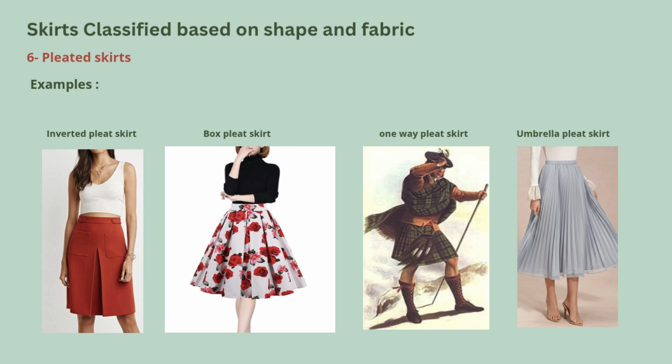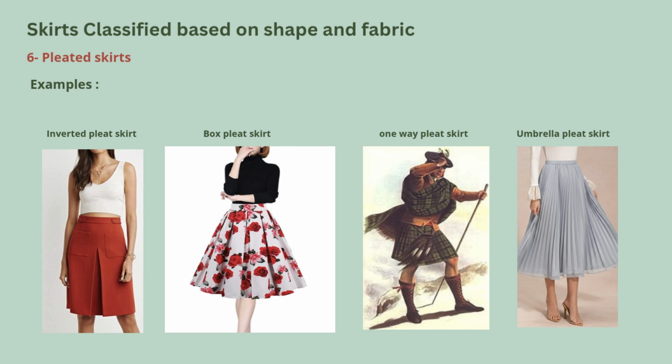The next image is a one-way pleated skirt, and the reason I put this image is to show that even men can wear skirts at times. This is called a kilt, a pleated skirt worn by Scottish men. They used to wear it back in history, and they even wear it now to keep their tradition.